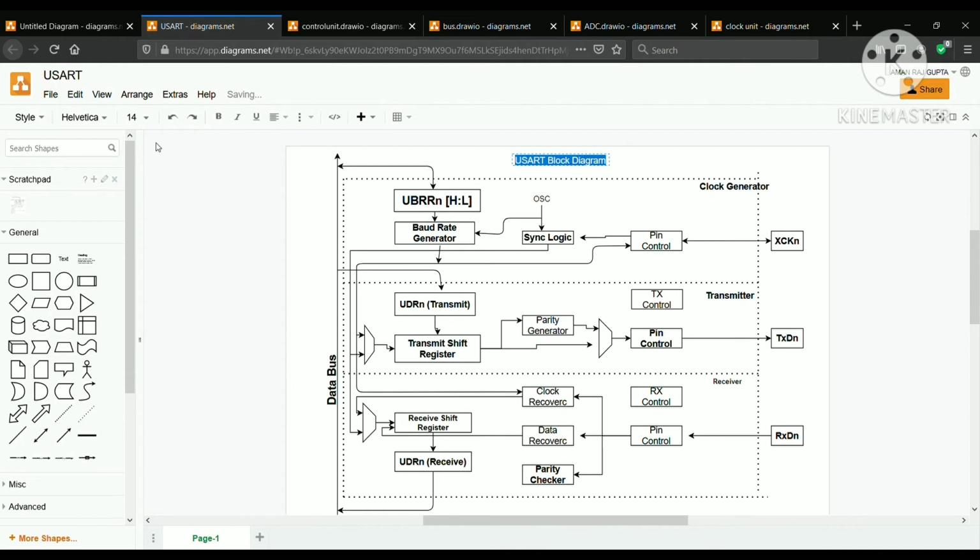I'm increasing the size of the letters so that they are clearly visible. It's a UART block diagram. As you can see, there are several TX and RX controls and parity generators, which we have learned in class also. Data bus, clock generator on the transmitter side, and the receiver side with its clock. Now it looks better.